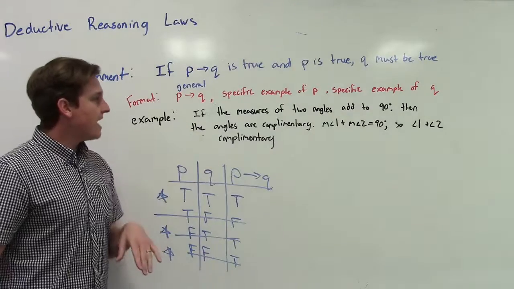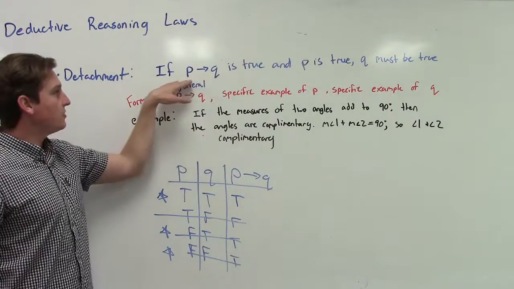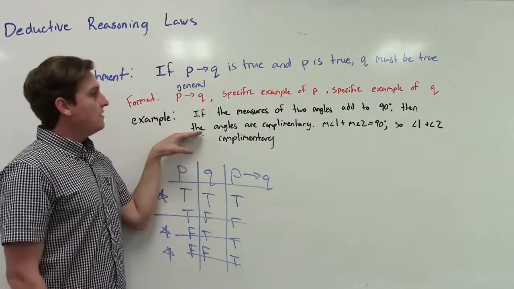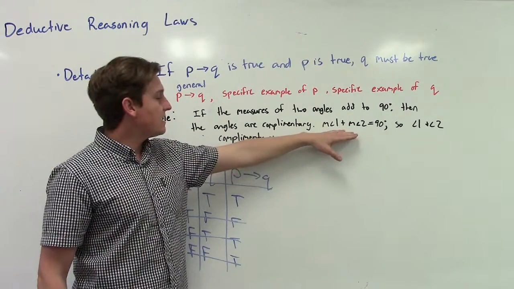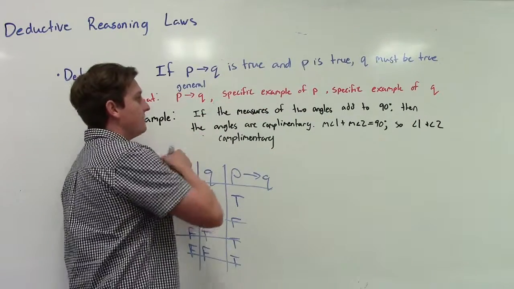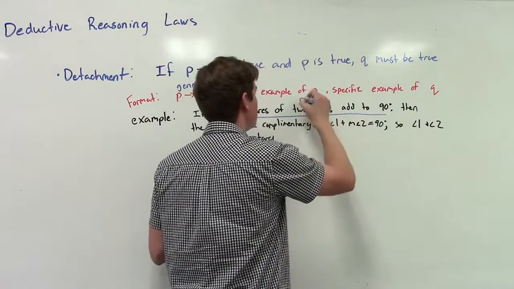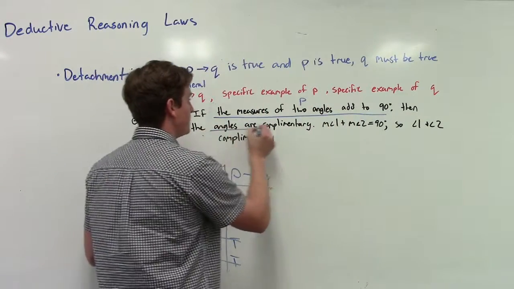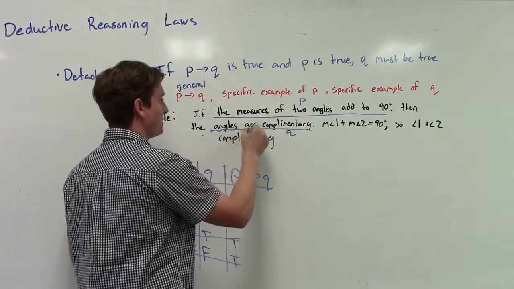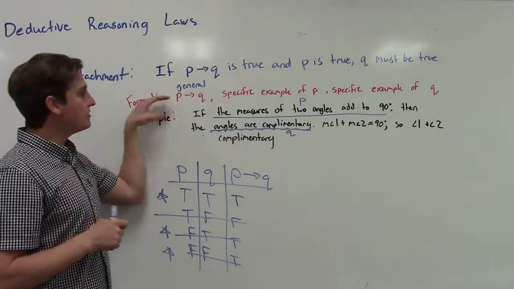If the measures of two angles add to 90 degrees, then the angles are complementary. Okay, that's just like a generic P implies Q, right? There's a P implies Q here, and we know that that's true. Okay, the next statement here that we see is an example of P being true, right? If we look at this first statement, the measures of two angles add to 90, this part right here is P, and then this part right here would be Q. Actually, let me underline it differently, make it wavy. Okay, that's the P implies Q, right? If P then Q, it's a conditional statement.